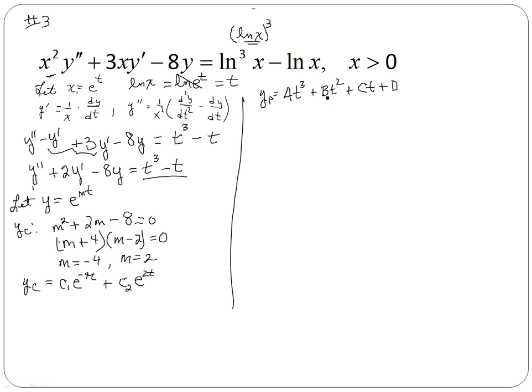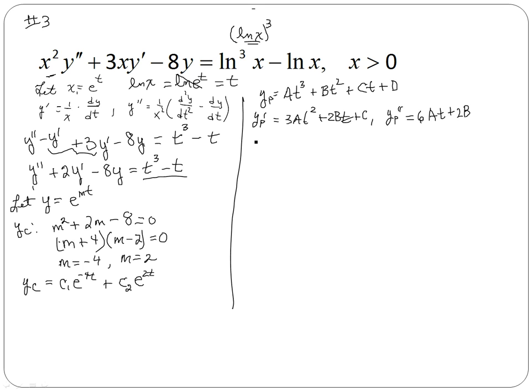So if yp is a t to the third plus bt squared plus ct plus d, then yp prime is going to be 3a t squared plus 2bt plus c, and yp double prime is going to be 6at plus 2b. Should be a 6.